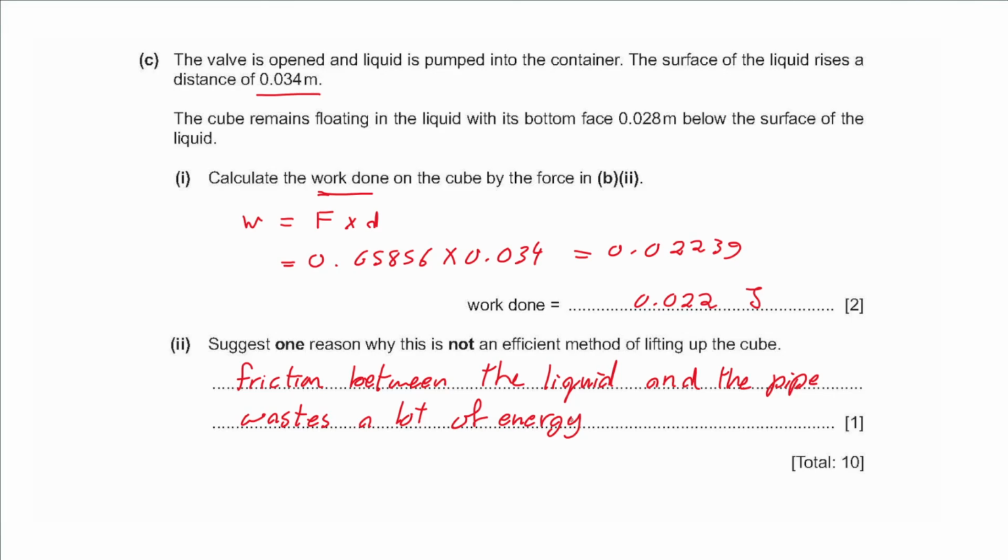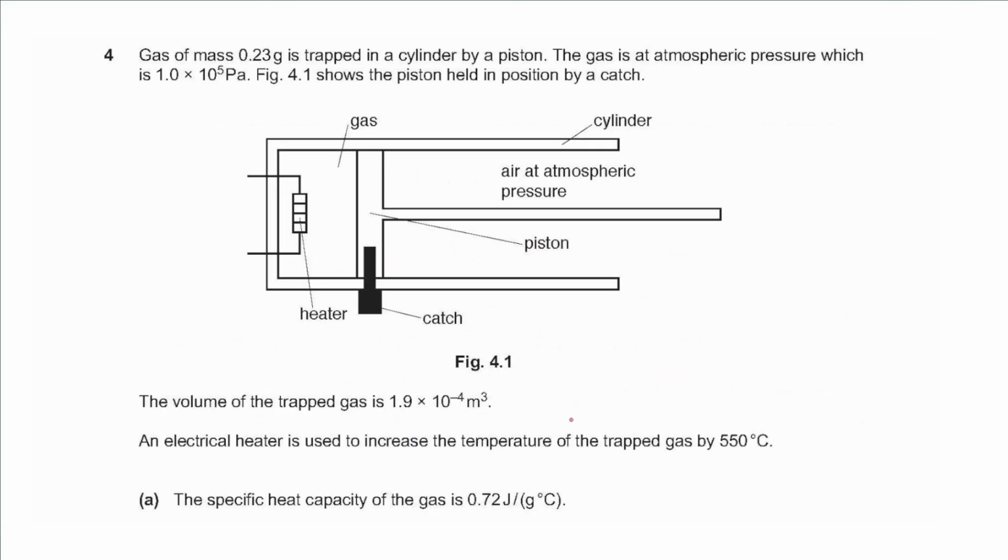Question 4 says gas of mass 0.23 gram is trapped in a cylinder by a piston. The gas is at atmospheric pressure, which is 1.0 times 10 to the power of 5 Pascal. Figure 4.1 shows the piston held in position by a catch.